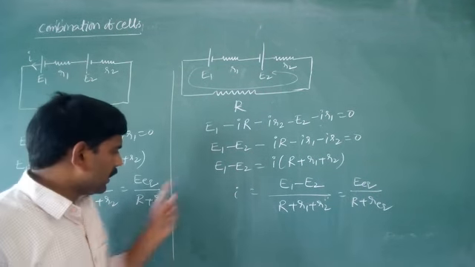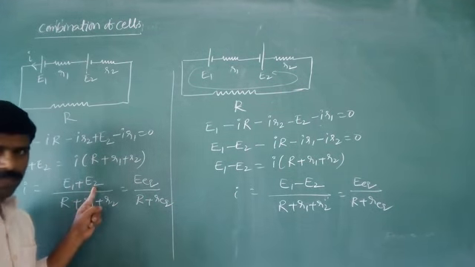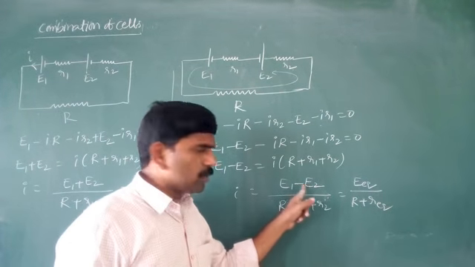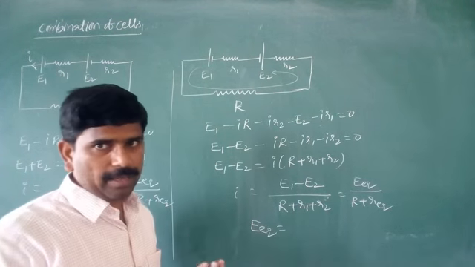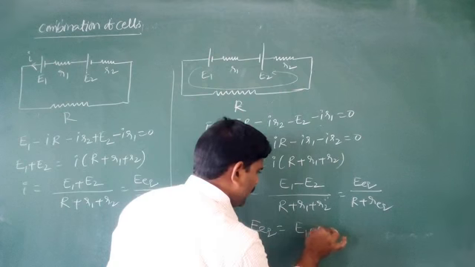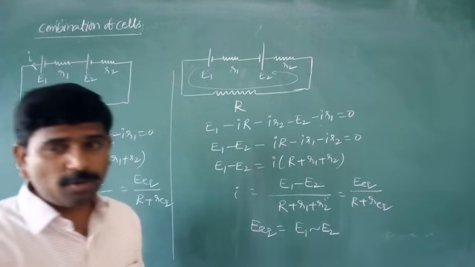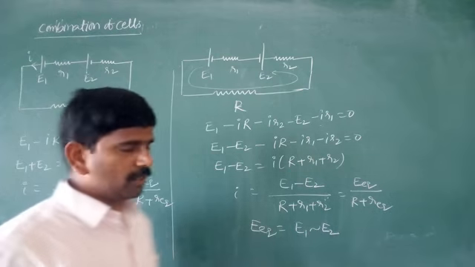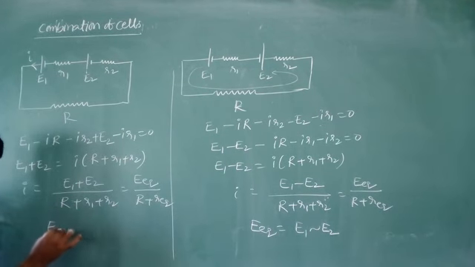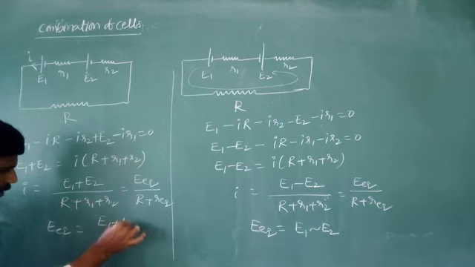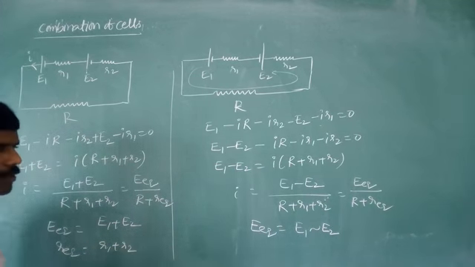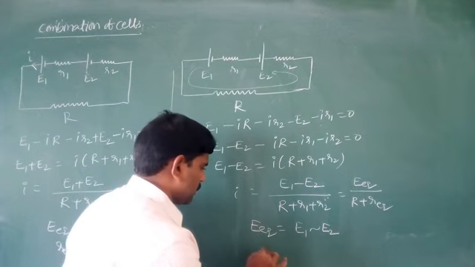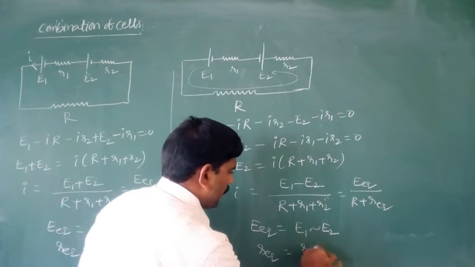Right now observe, here E equivalent is equal to E1 plus E2. Here E equivalent is equal to E1 minus E2. Therefore, E equivalent in case of the opposing manner is the difference of E1 and E2, high value minus low value. In the helping manner, E equivalent is E1 plus E2. Here the effective internal resistance R equivalent is R1 plus R2, and in the opposing manner the effective internal resistance is also R1 plus R2.